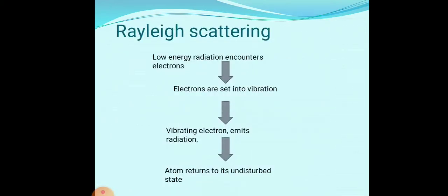There are some steps to be followed in Rayleigh scattering. First, low energy radiation encounters electrons, and then it passes. The electrons are set into vibration. After that, the vibrating electrons emit radiation. After that, the atom returns to its undisturbed state. Okay, the atom returns to the undisturbed state.